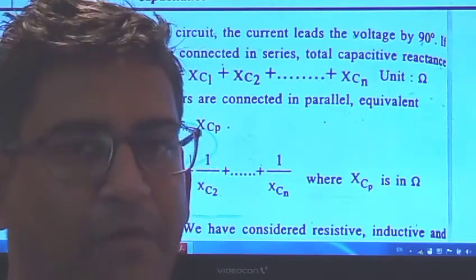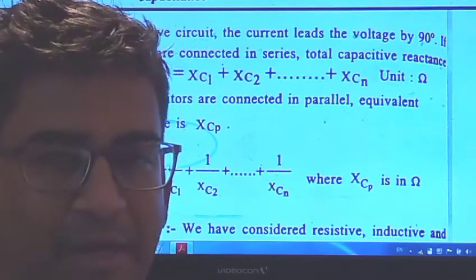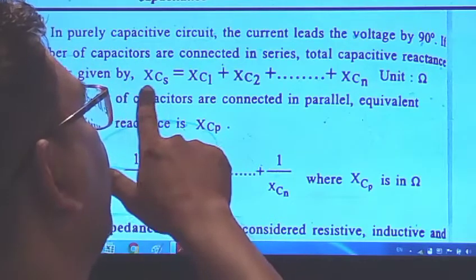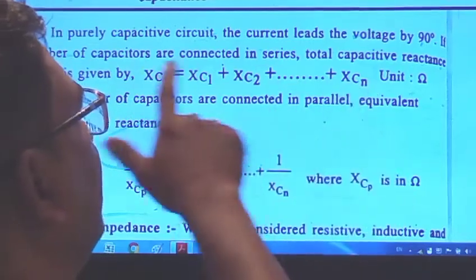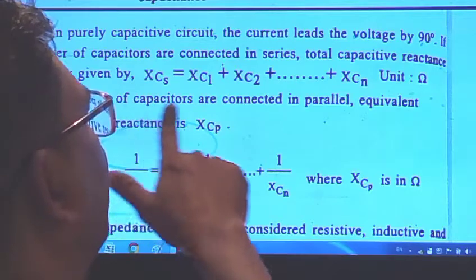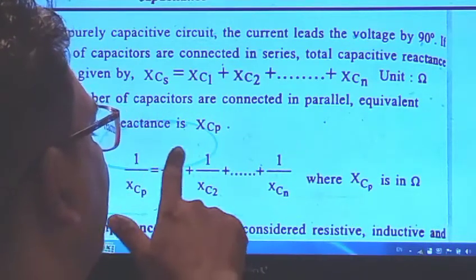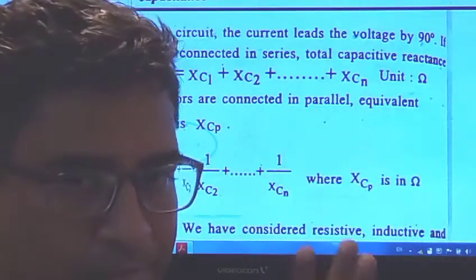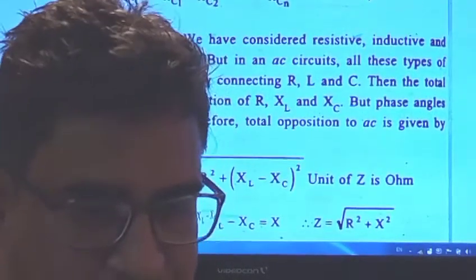If a number of capacitors are connected in series, the total capacitive reactance Xc is given by Xc1 plus Xc2 plus so on. If the capacitors are connected in parallel, the equivalent capacitive reactance is given by 1 upon Xc equals 1 upon Xc1 plus 1 upon Xc2 plus 1 upon Xc3 and so on. So these are the series and parallel capacitive reactances.